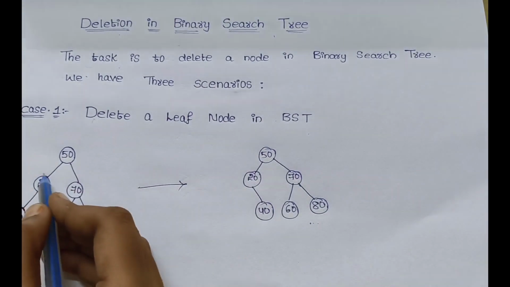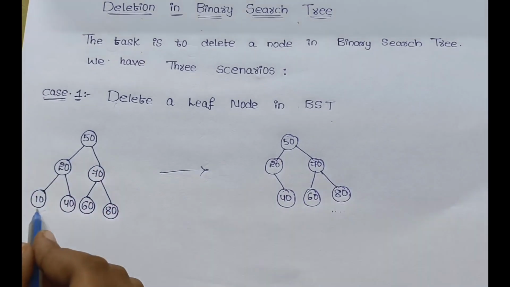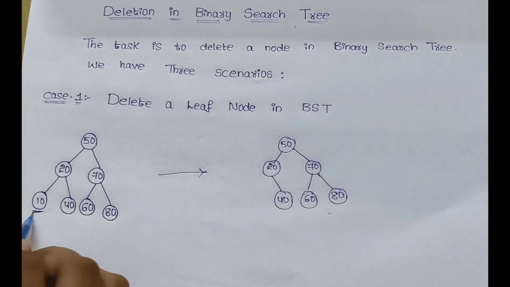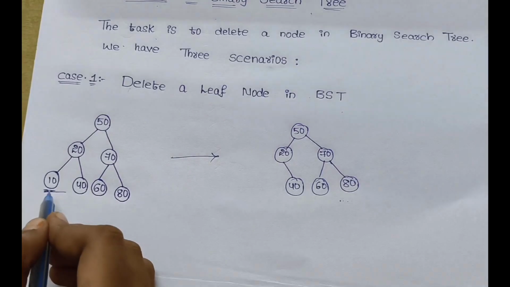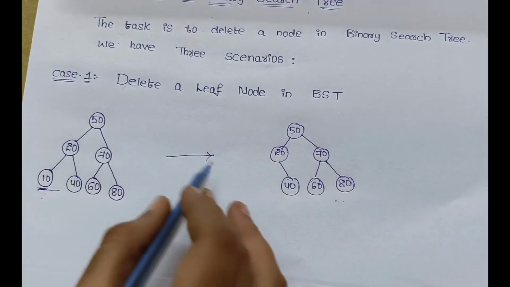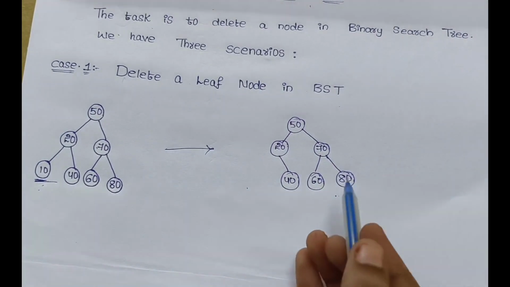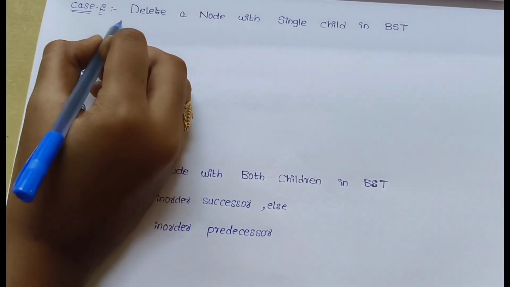Here the example is we have to consider 10. Here 10 is a leaf node. So we have to delete it directly. After deletion we get this.